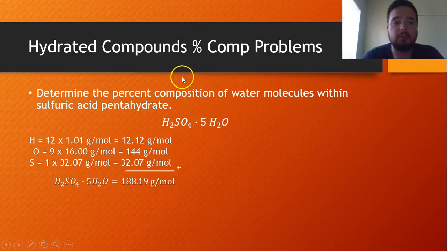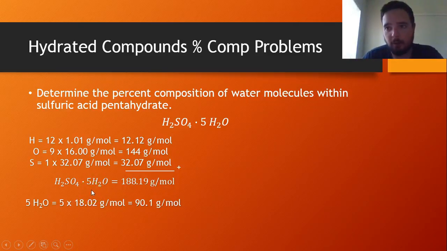Well, I'm wanting to define the percent composition of just the water molecules. So I calculate the molar mass of just the water molecules by themselves. I say 5 moles of H2O is equivalent to 5 times 18.02 grams per mole. This 18.02 just comes from adding the 2 hydrogens and the 1 oxygen together. And I get 90.1.